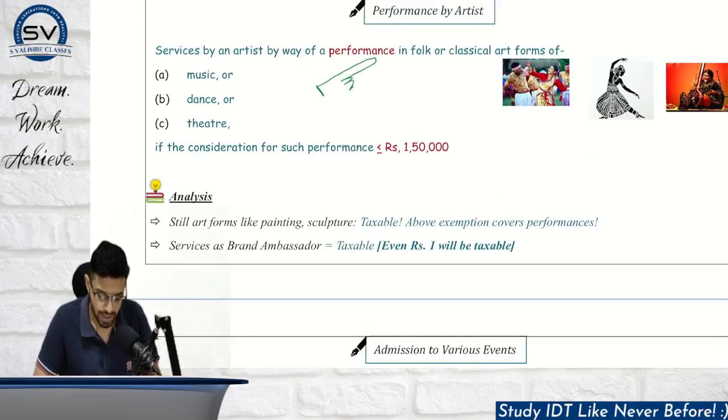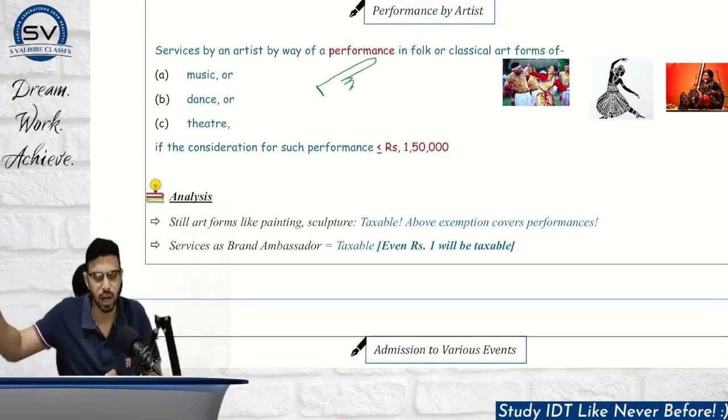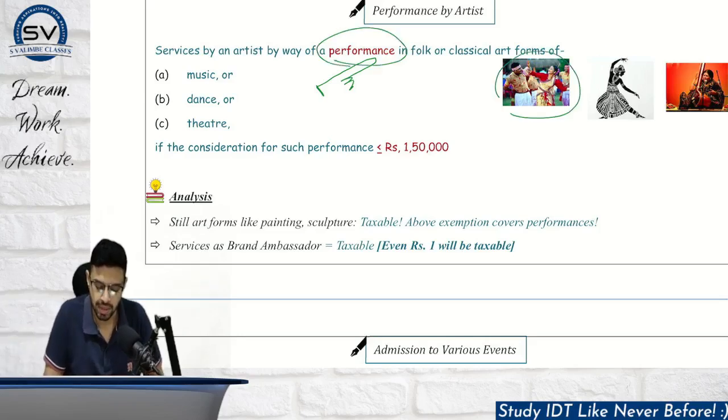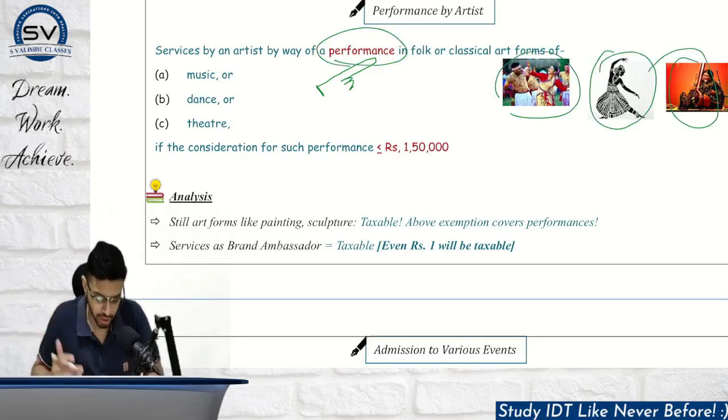Still art forms like, for example, painting, sculpture, they are taxable because we are talking about performance. We are not talking about still art forms, right? Painting is just a still art form. Here we are talking about performances. Examples are given just for the purpose of your retention.